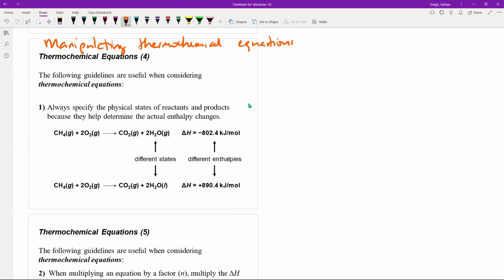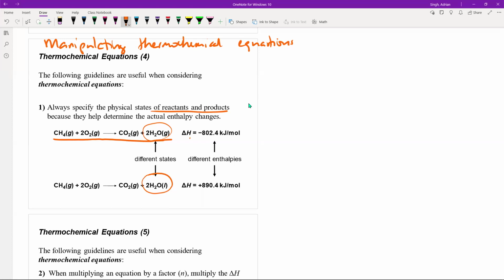So the first thing we need to do is specify the physical states of the reactants and the products when we have our chemical equations, thermochemical equations specifically, because they will actually make the enthalpy changes slightly different, okay? So for example, if we look at the reaction of methane and oxygen to produce CO2 and water. Now, depending on what the physical state of the water is, the enthalpy change for the reaction can be very different, right?